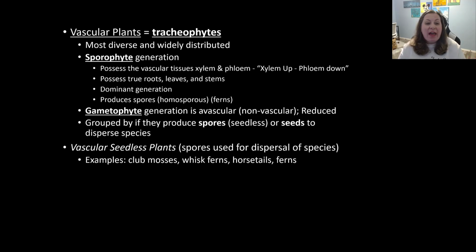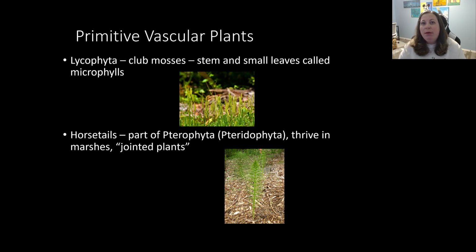Okay. Now, vascular seedless plants are the group we're going to focus in on here. They do produce spores used for dispersal of their species, and these are things like club moss, whisk ferns, horsetails, and then, of course, ferns. So that's the group we're going to be looking at and focusing in on here. These guys are known as primitive vascular plants because they're more simple in structure. They're bigger than mosses, but they're not as large as, say, a pine tree or even a bush or something like that. Okay, so the first one is Lycophyta.